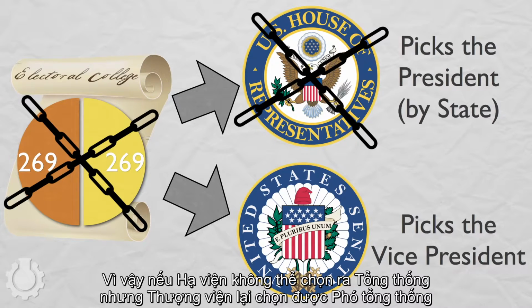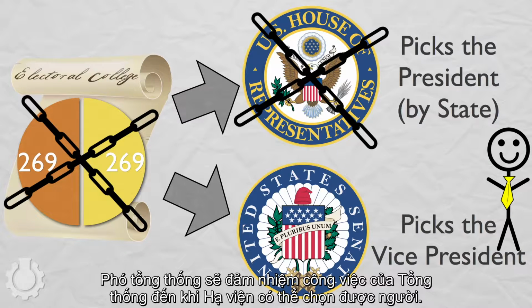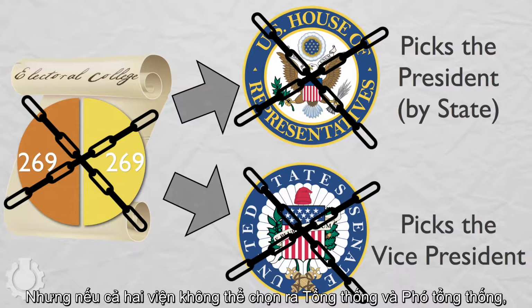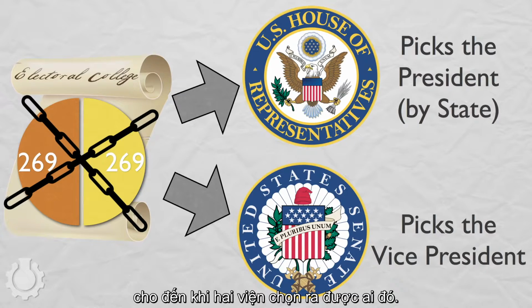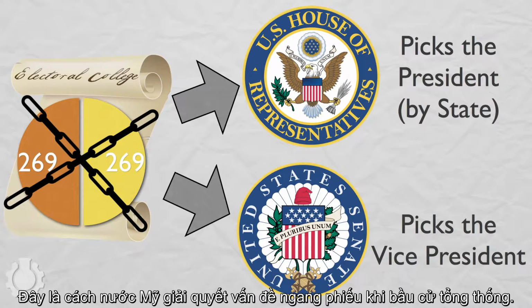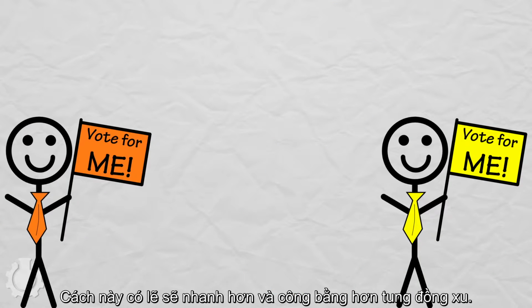So if the House can't pick the president, but the Senate has picked the vice president, then the vice president becomes acting president until the House can make up its mind. But if neither the House can pick the president nor the Senate can pick the vice president, then the Speaker of the House becomes acting president until either branch of Congress picks someone. And that's how the United States would resolve a tied race for president, though it might be faster and more fair to just flip a coin.